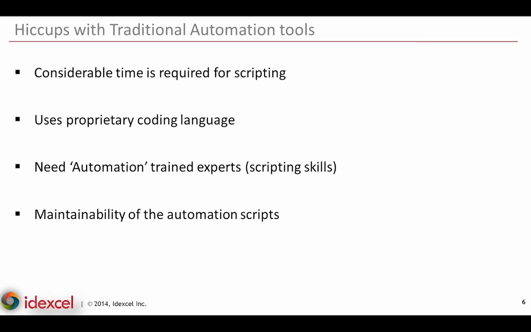And finally, the most important issue that everybody sees in automation is maintainability. Any small change in the application, UI change or functionality change, you have to go back and update the scripts.